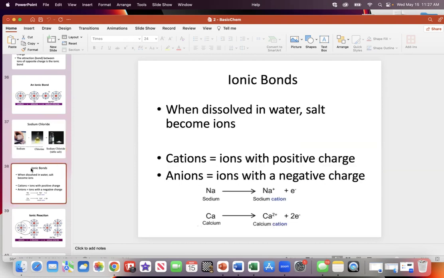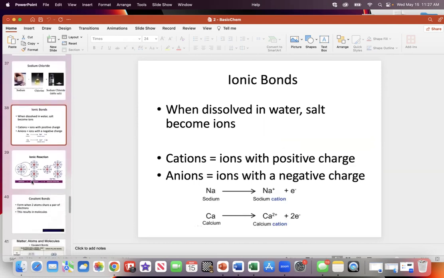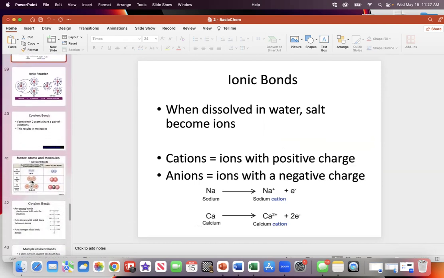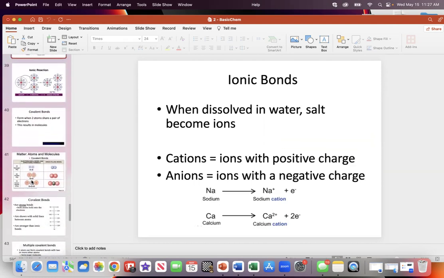So this is the ionic bond. First, you create ions, and then with this kind of bond, they attract each other. And the ions with positive charge, we call them cations. So a cation is an ion with positive charge. And if the ions have negative charge, we call them anions. Chloride is the anion. Sodium is the cation. So cation and anion attract each other. That's the ionic bond.